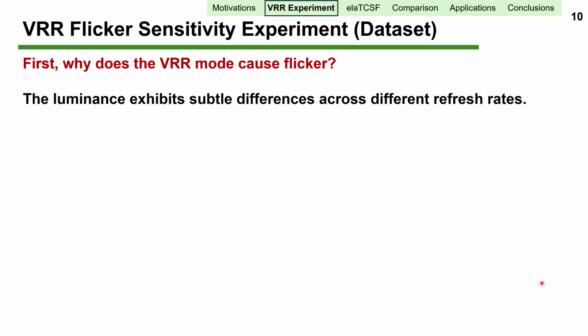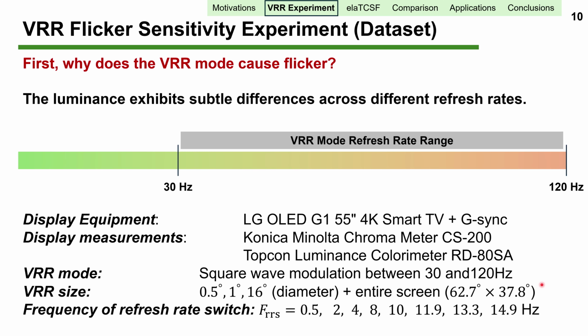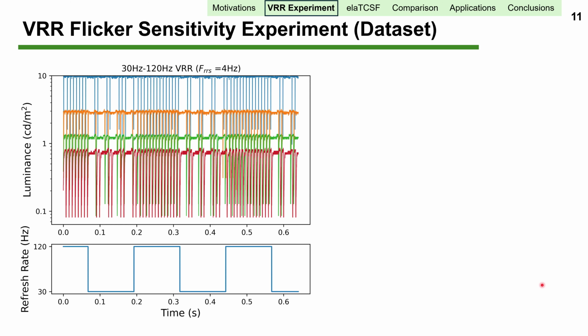To further investigate VRR flicker, we conducted a VRR flicker sensitivity experiment and constructed our datasets. We first present the cause of VRR flicker visibility. Actually, the luminance exhibits subtle differences across different refresh rates, and we utilize this equipment and configurations for the experiment. The top left figure here shows the measurement results with time on the x-axis and luminance on the y-axis, including 4 signals with different average luminance levels.